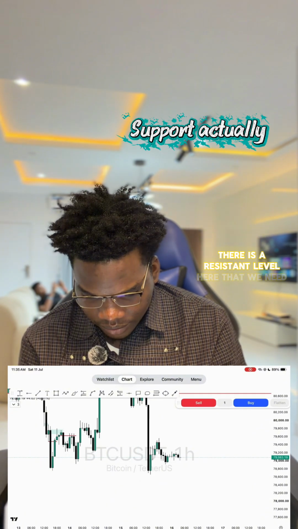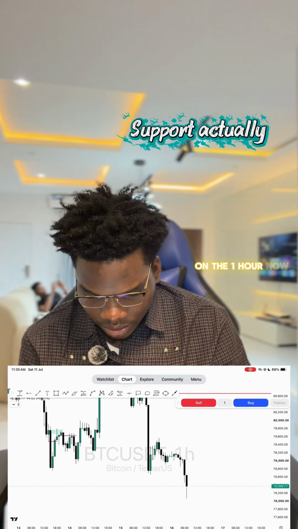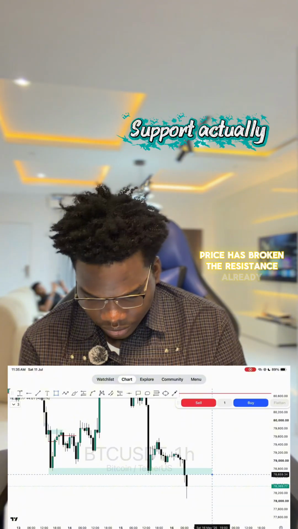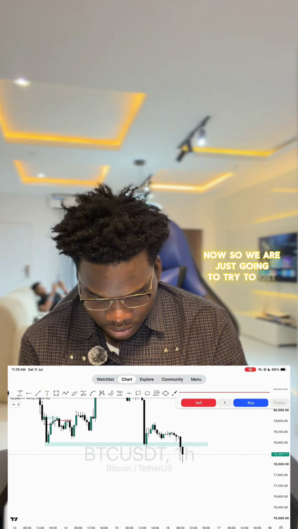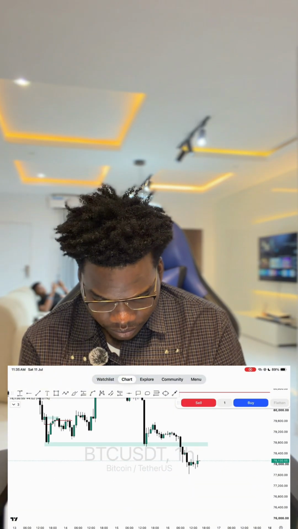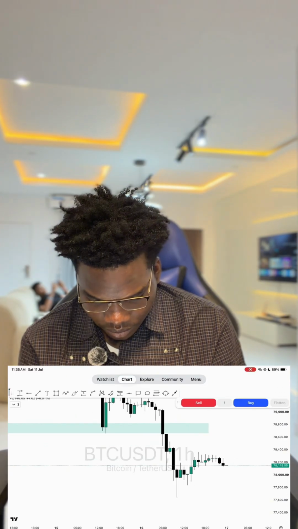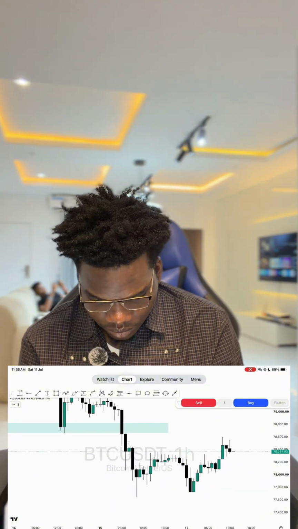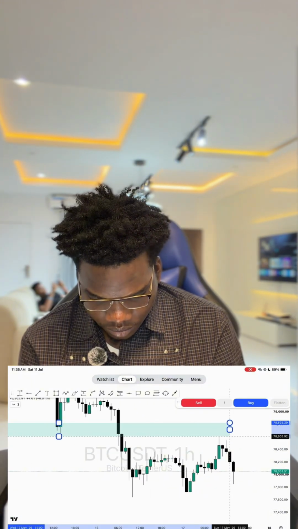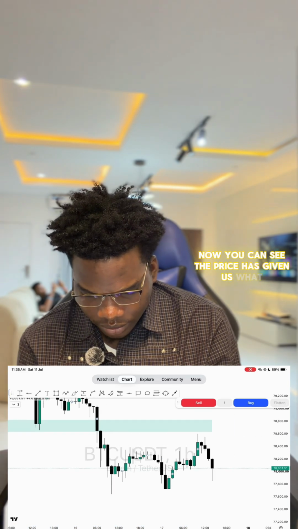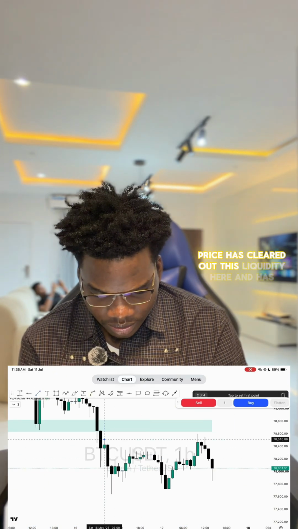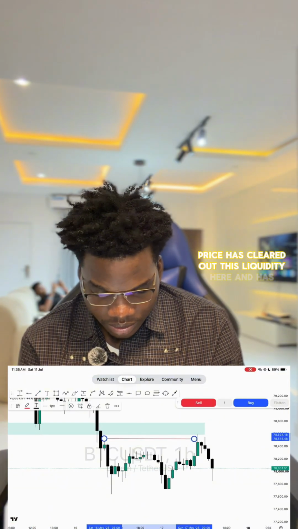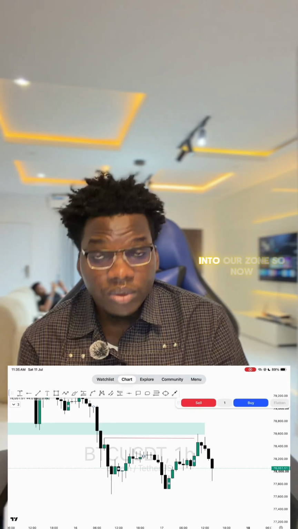Now there is a resistance level here that we need price to break on the 1 hour, which you can see that price has broken here. Price has broken the resistance already, so we are just going to try to get our entry. Now you can see that price has given us what? Price has cleared out this liquidity here and has reacted into what? Into our zone.